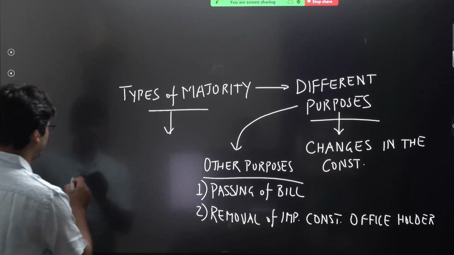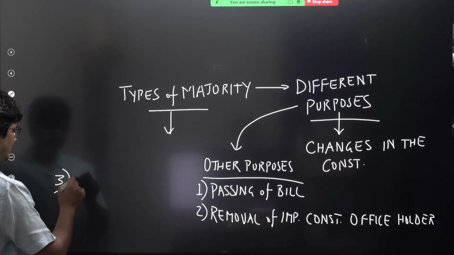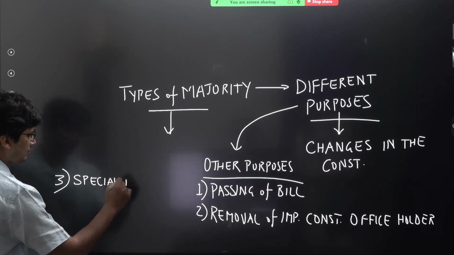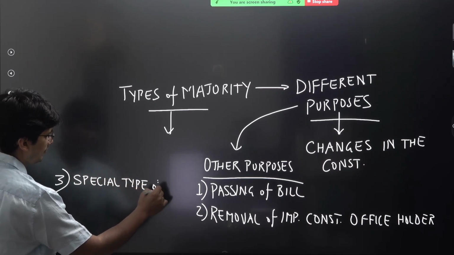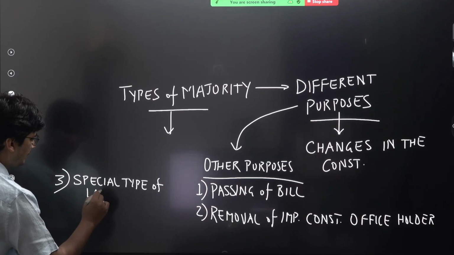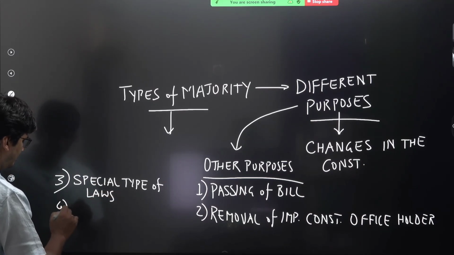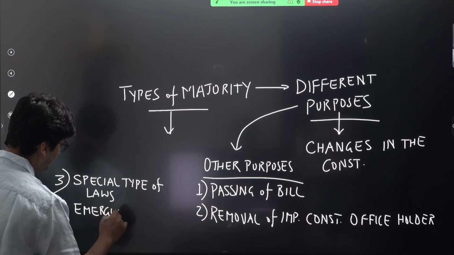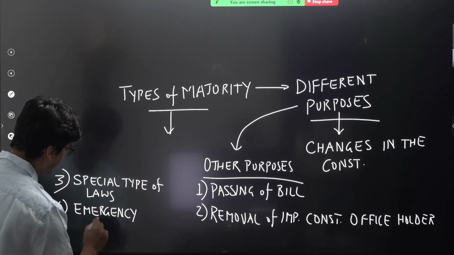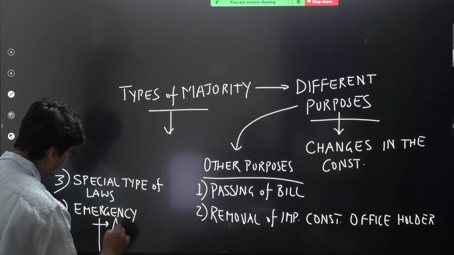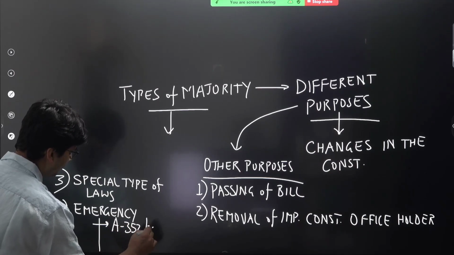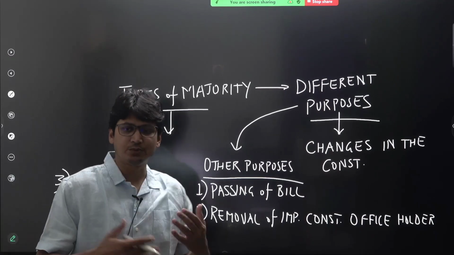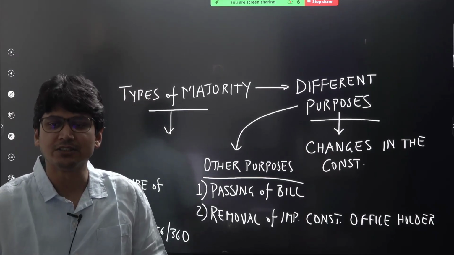Other purposes: to pass special types of bills or special types of laws. Fourth, to pass different emergency provisions or to proclaim emergency under Articles 352, 356, 360. So these are the purposes for which emergency provisions are used.